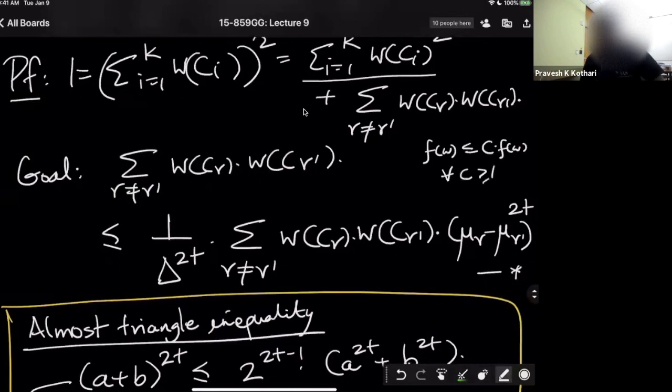Okay, that's all the fact it's using, right? Like WCR times WCR prime can be upper bounded by WCR times WCR prime times mu r minus mu r prime over delta to the 2t. Okay, good. So what about the next step?